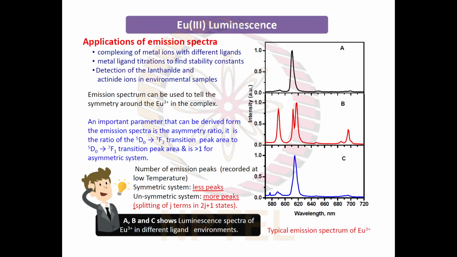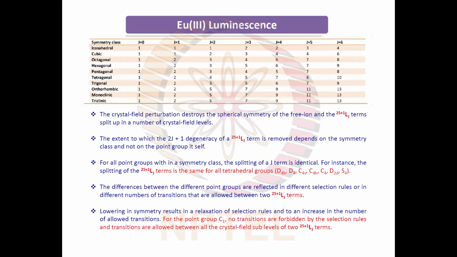It is the ratio of the 5D0 to 7F2 transition peak area to the 5D0 to 7F1 transition peak area, and this is greater than 1 for an asymmetric system. Now, the number of emission peaks recorded at low temperature: a symmetric system gives fewer peaks, an unsymmetric system gives more peaks. A, B, C show luminescence spectra of Eu3+ in different ligand environments. Typical emission spectrum of Eu3+.